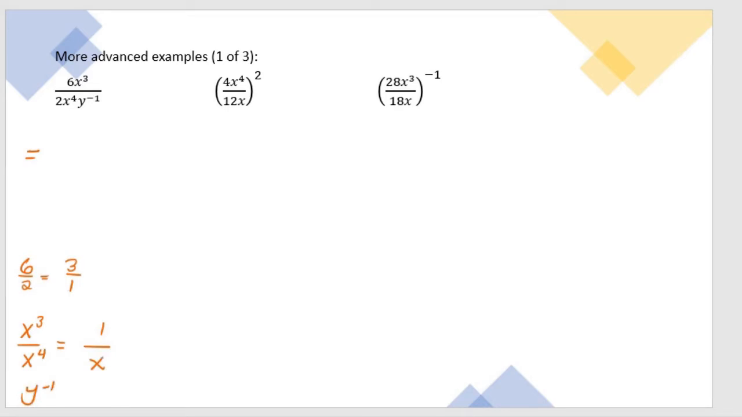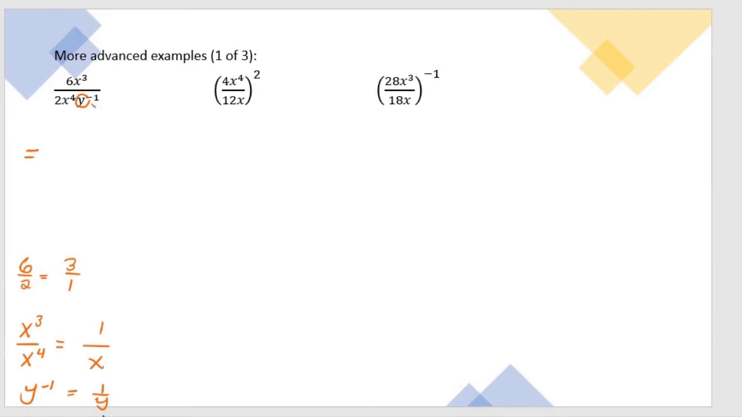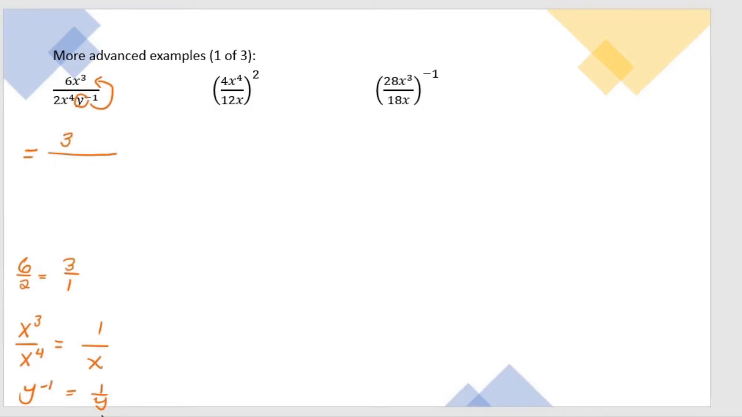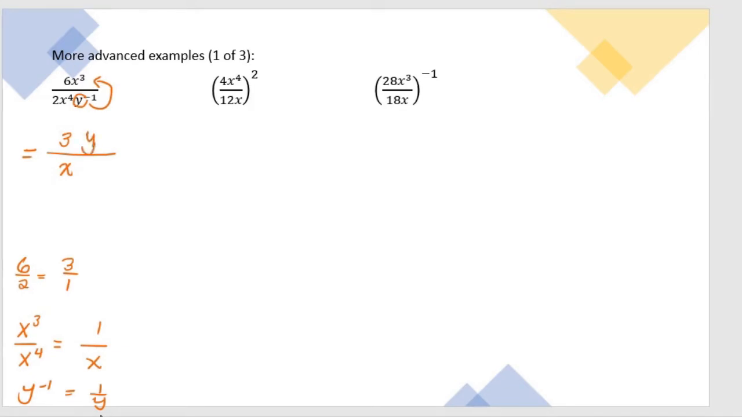And y to the power of negative 1, well, that would ask me to take the reciprocal of y. But y is in the denominator at the moment, so it wouldn't end up in the denominator. Rather, we'll pick up the y and move it to the numerator. So let's put these pieces together. 6 over 2 gave me 3 over 1, so we're left with a 3 in the numerator and a 1 in the denominator. X to the power of 3 over x to the power of 4 leaves us with an x in the denominator, so I'll add the x into the denominator. And because y is raised to the power of negative 1, we pick up the y and move it to the numerator.